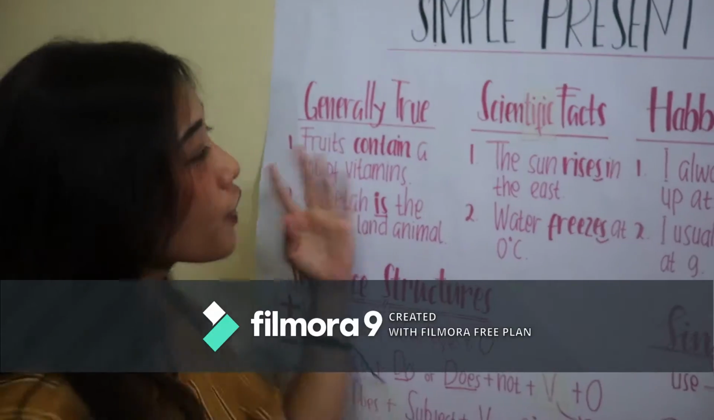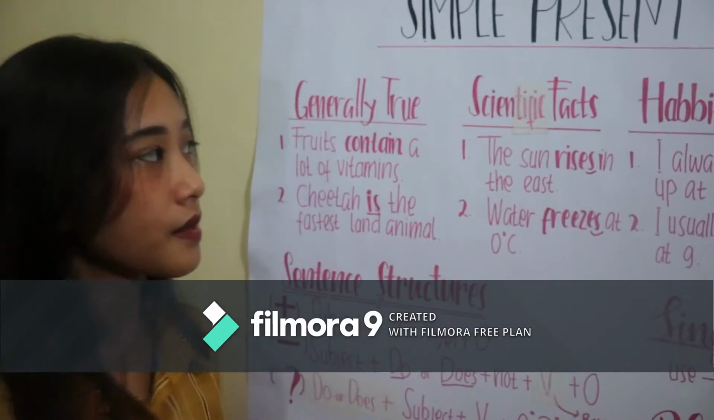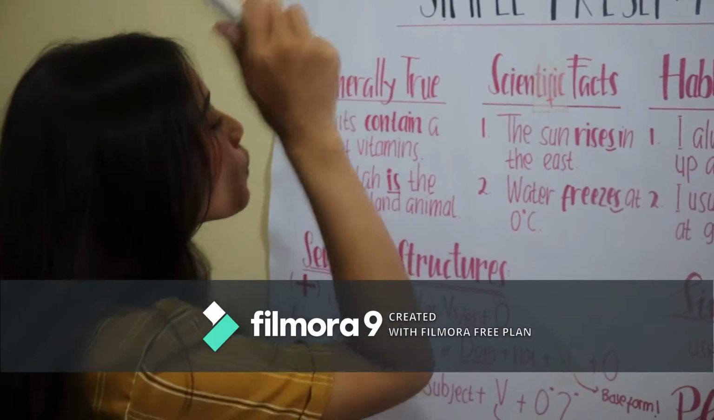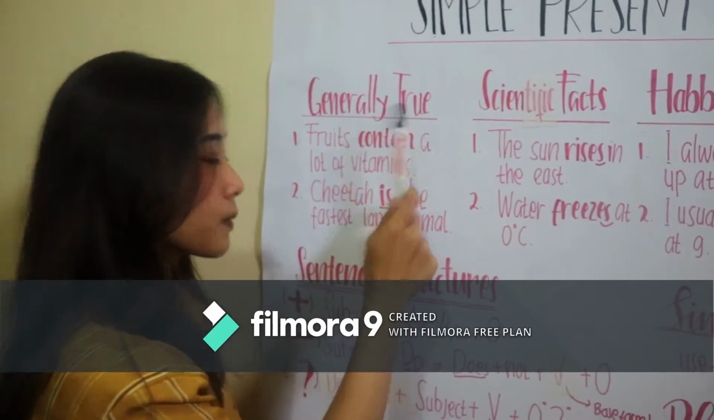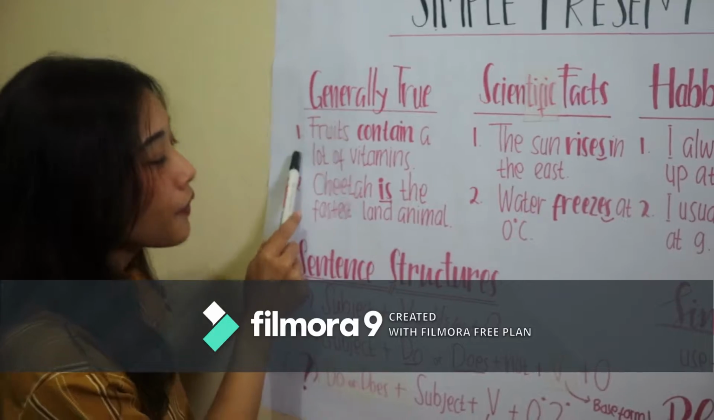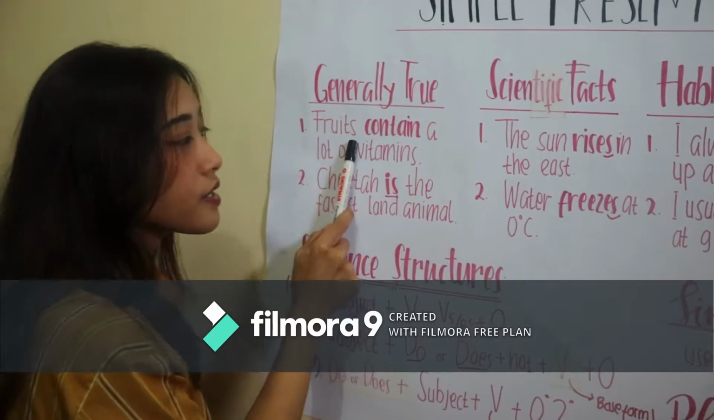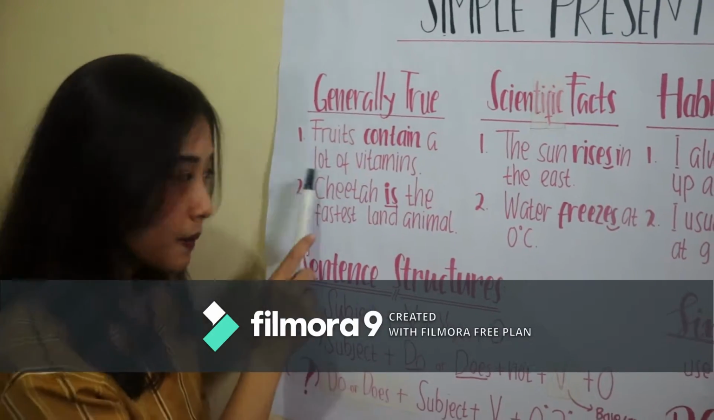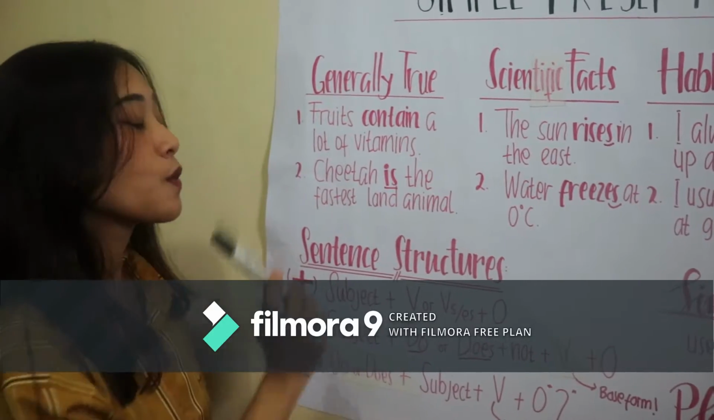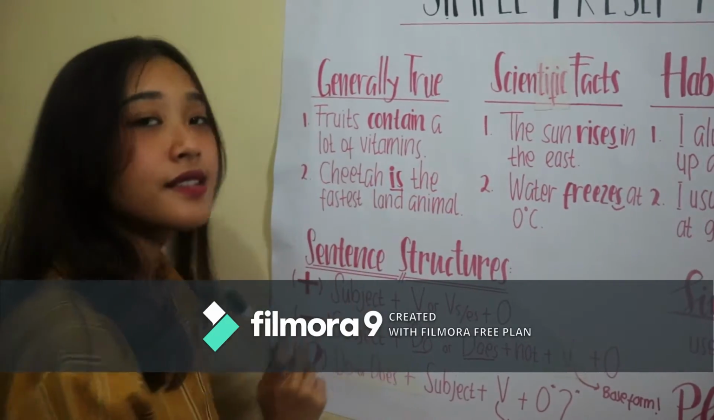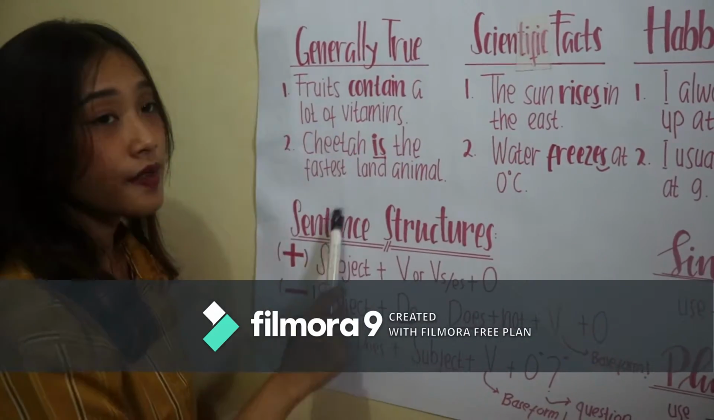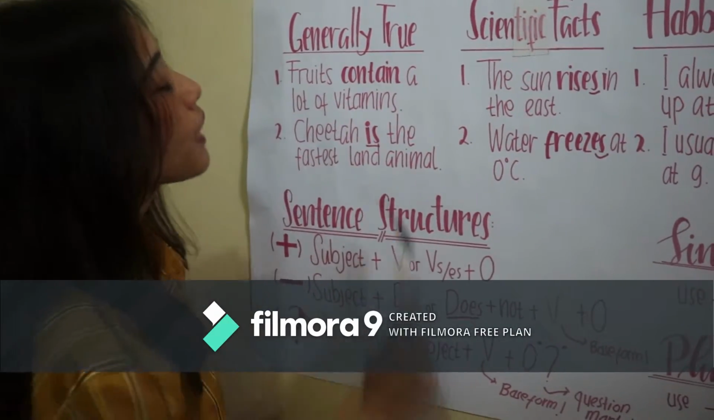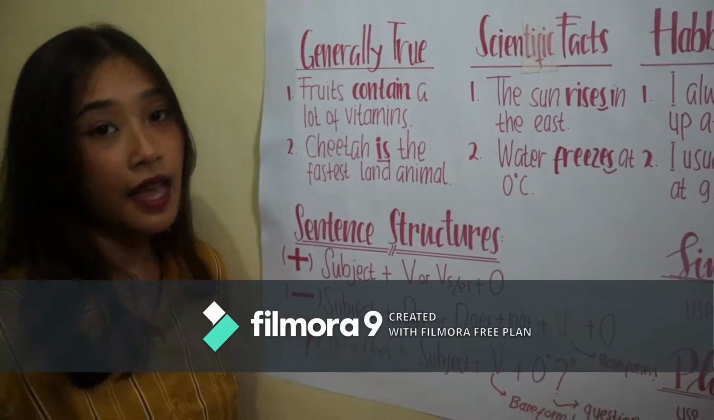Basically, there are four uses of simple present tense. The first one, when we talk about something that is generally true. The first example is fruits contain a lot of vitamins. The second one is cheetah is the fastest land animal. All of these are true, so you have to write them in simple present tense.